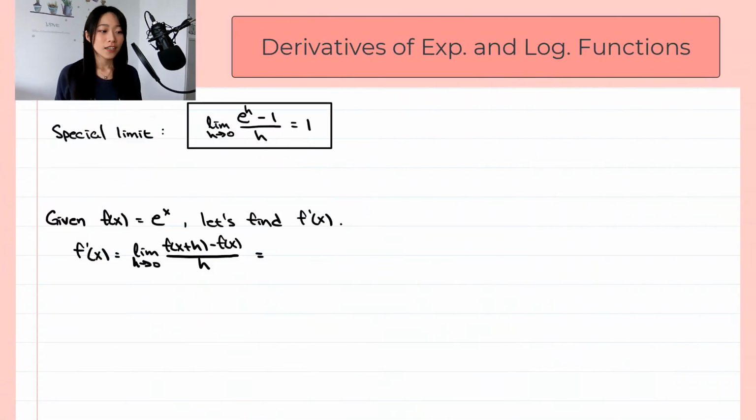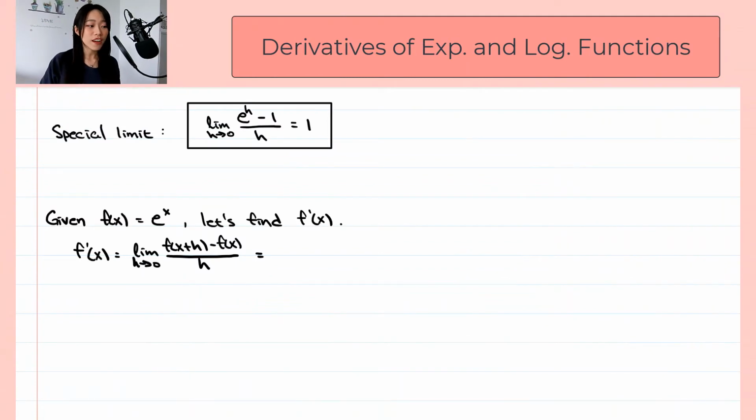So let's start with the exponential functions. Here I need to introduce another special limit: limit of e to the power of h minus 1 over h as h approaches 0. This limit equals 1. And again, if you want to prove this, you need something called the Taylor expansions. So we are not going to prove this limit here.